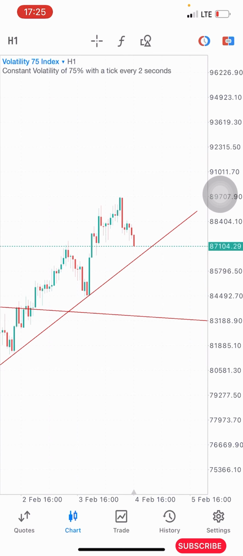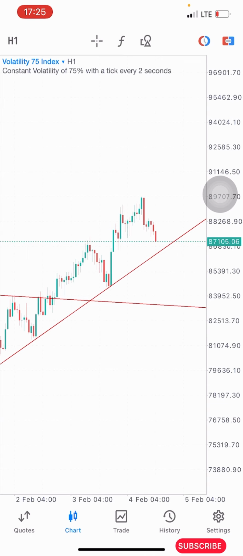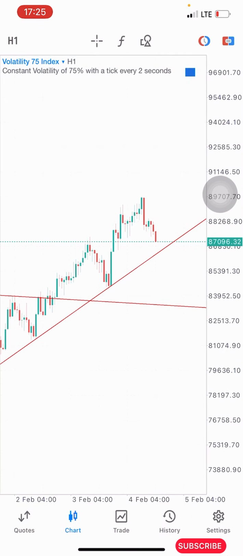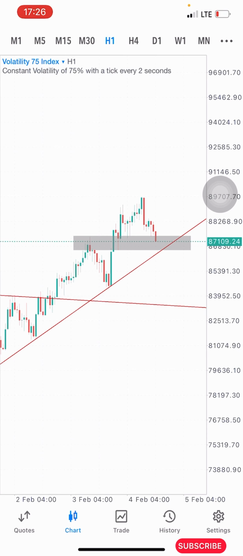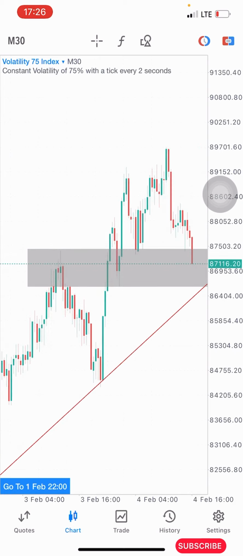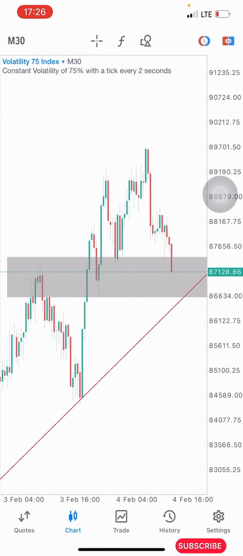So now I'm going to put in some support and resistance zones to help me better understand what the market is doing, right? So you can see there's a support and resistance zone here. Let's go to the 30-minute time frame to see what's happening there, to have a better understanding of what the market is doing.